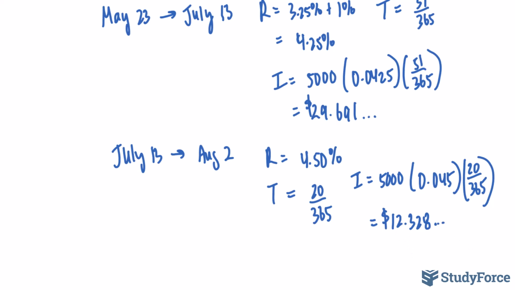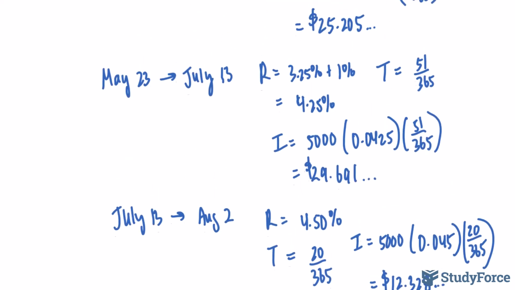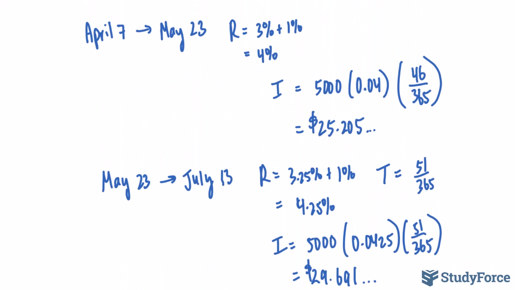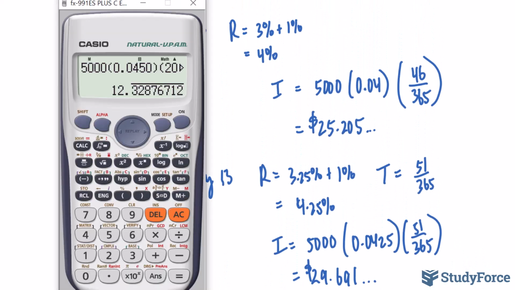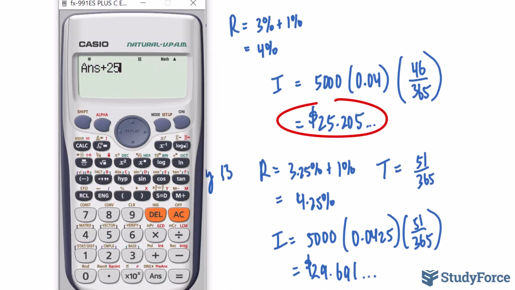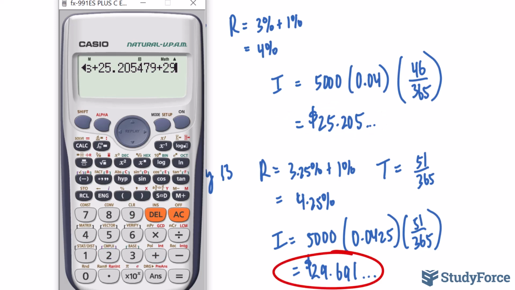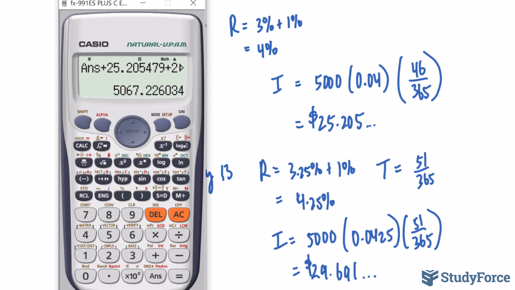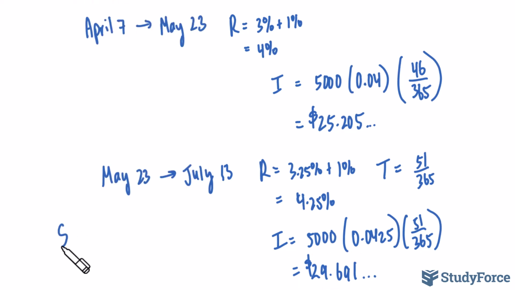To get the total, you must add up these interests along with the 5,000. So the number on our screen plus 25.205479 plus 29.291788 plus the 5,000 gives us a total of 5,067 and 23 cents, rounded to 2 decimal places. That is how much Natalie needs to owe from start to finish on this loan.